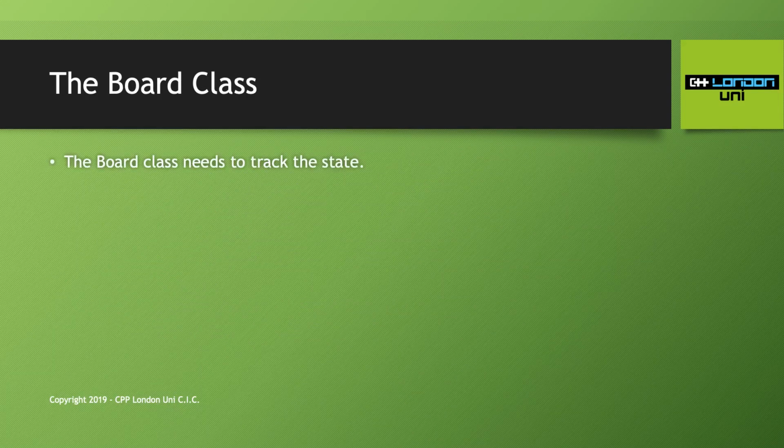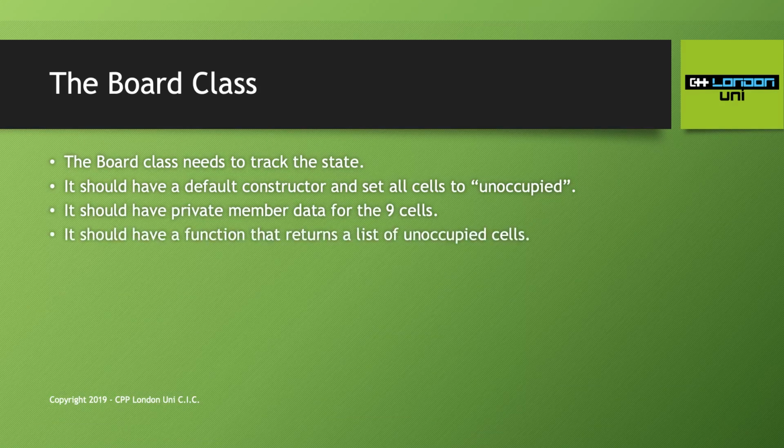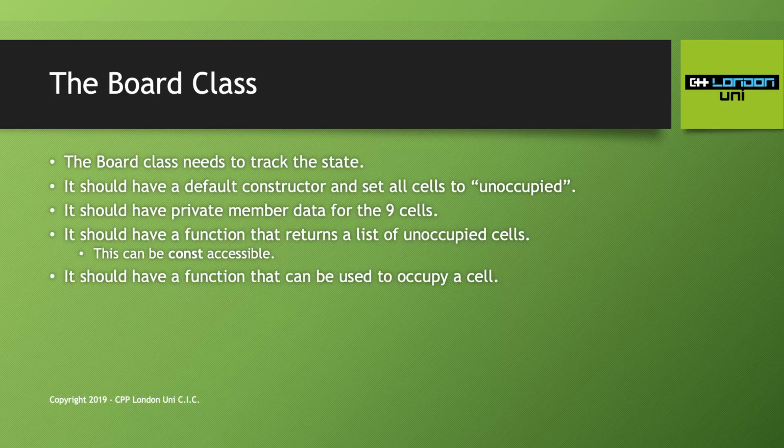So yes, the board class needs to track the state. It just has a default constructor, and when it's default constructed, it just marks every cell as unoccupied. Obviously, it should have some kind of private member data for each of the 9 cells. It's 3x3, and it should have a function that returns a list of unoccupied cells. Again, a lot of this is captured in the specification, so don't worry too much. It can be const accessible because obviously returning a list of unoccupied cells isn't going to modify anything. You want a function that can be used to tell the board, okay, please occupy the following cell. And obviously the controller is going to use this to tell the board that, okay, the player wants this cell.